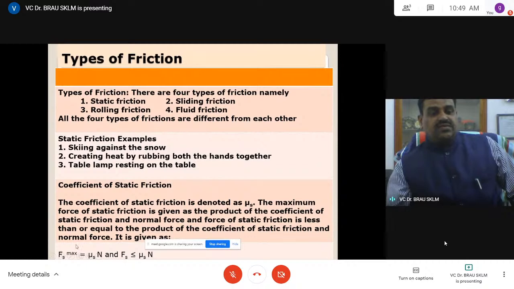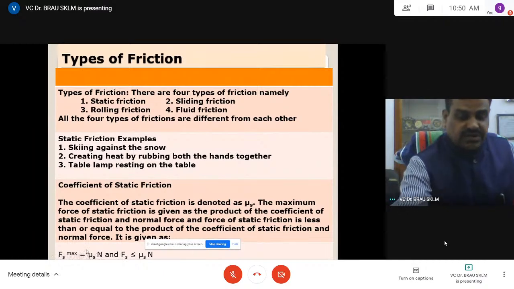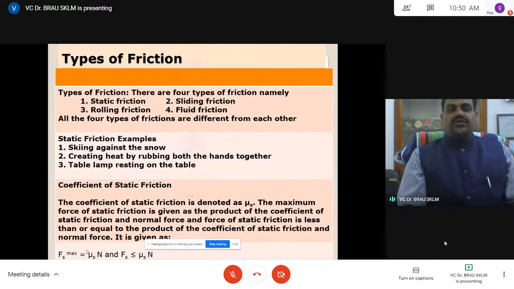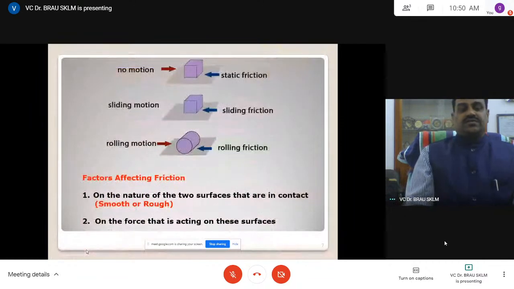So that's why this is sometimes asked in the GATE examination. What is the condition, or what is the maximum value of the static friction? Or what is the range of the value of the static friction? This is the range: less than or equal. From the GATE point of view, or in a competitive examination of an objective nature, they will ask this question frequently.